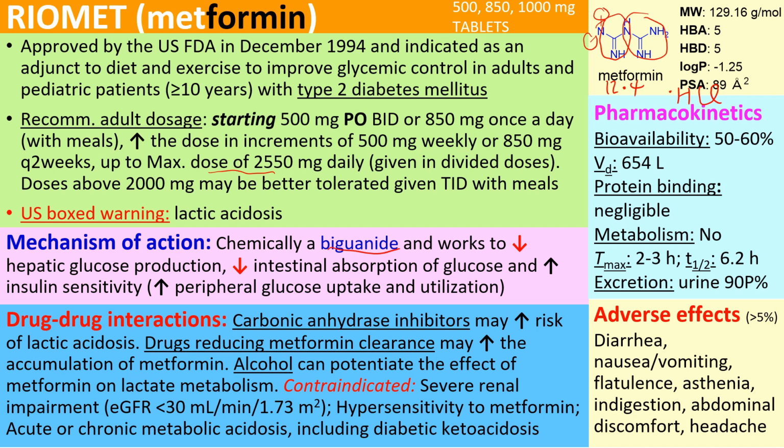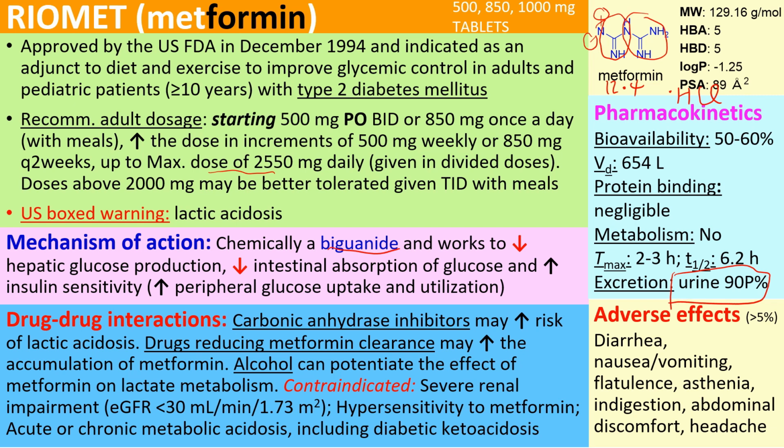Pharmacokinetically, bioavailability ranges from 50 to 60%, volume of distribution 654 liters, protein binding negligible, and this medication is not really metabolized. Tmax ranges from 2 to 3 hours, half-life 6.2 hours. Excretion: urine, 90% as a parent drug molecule.